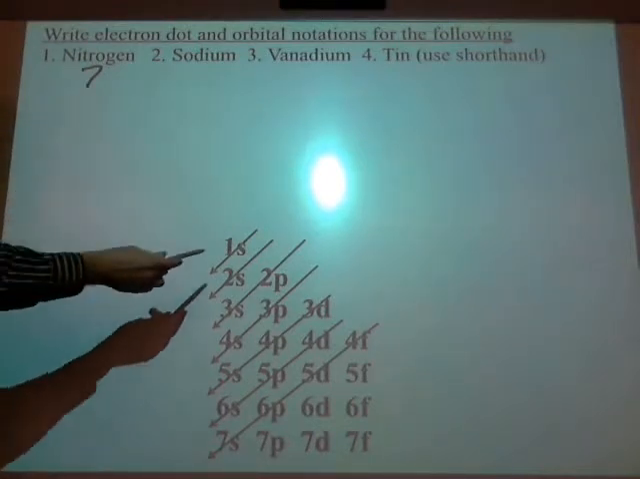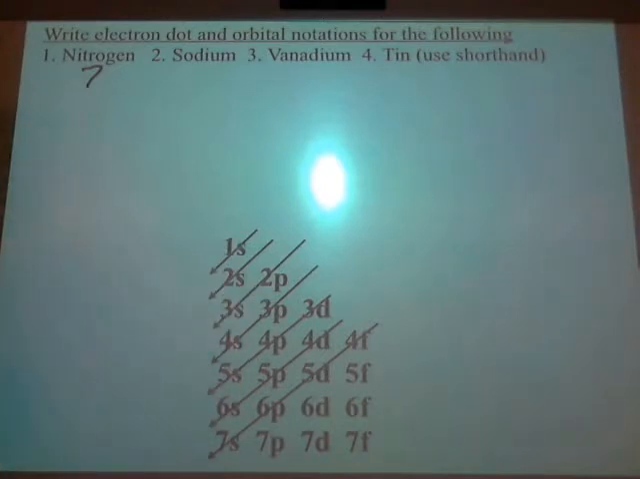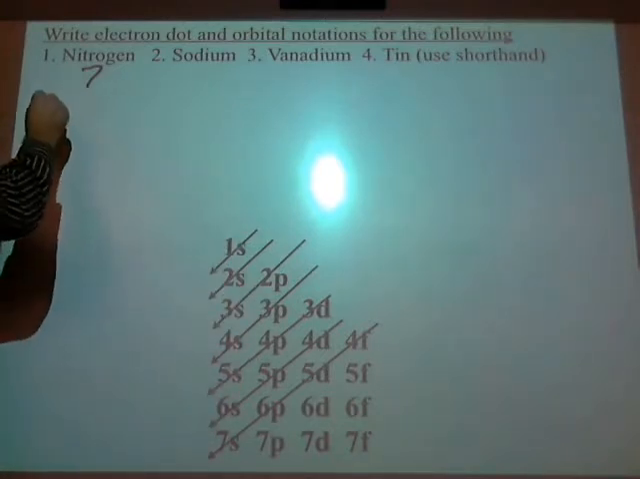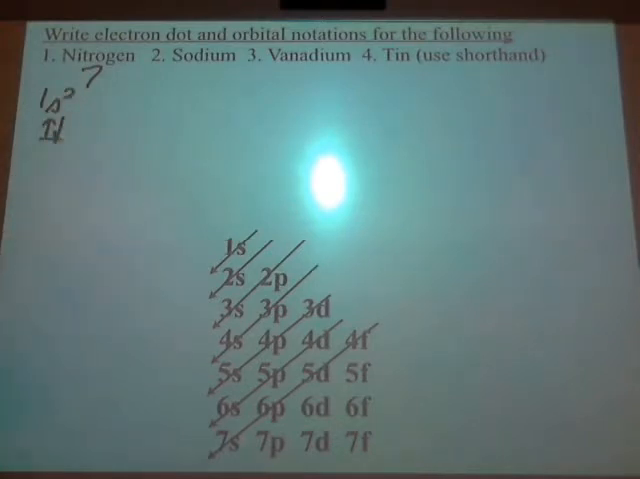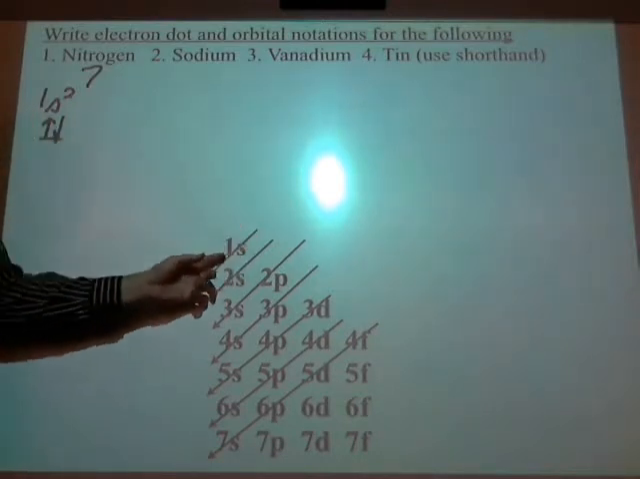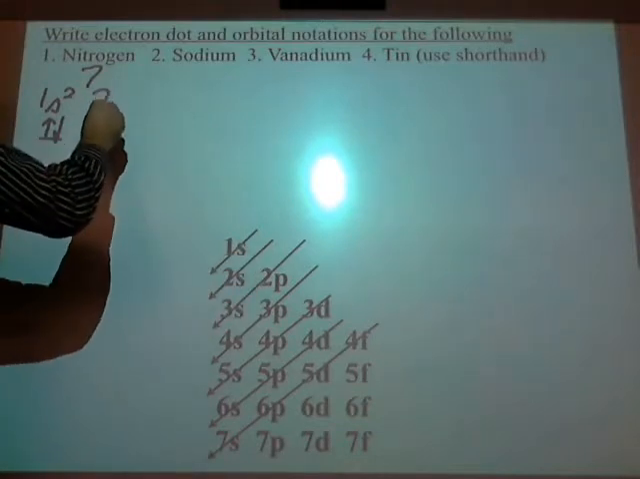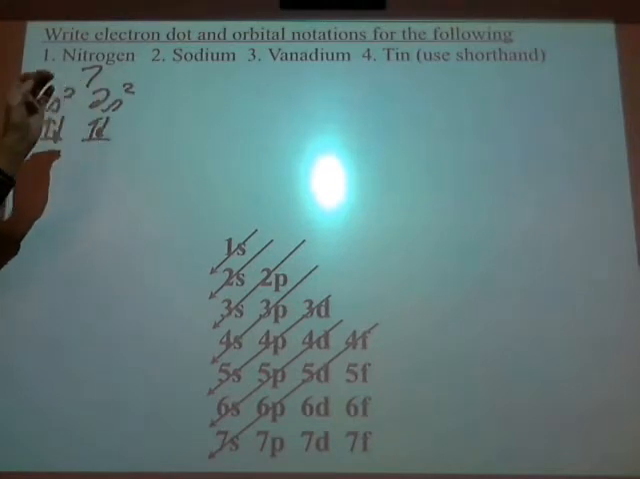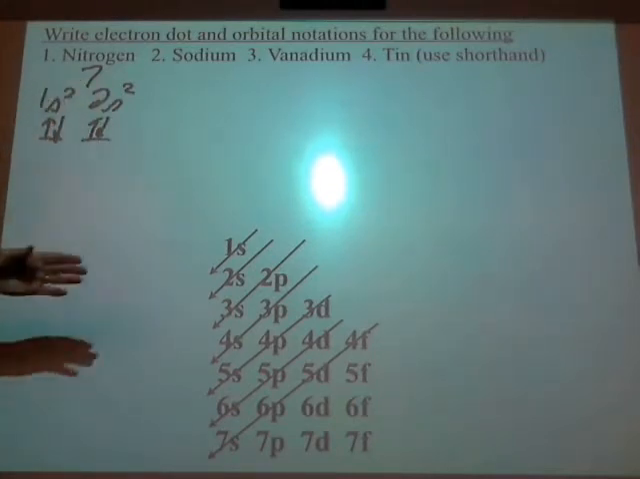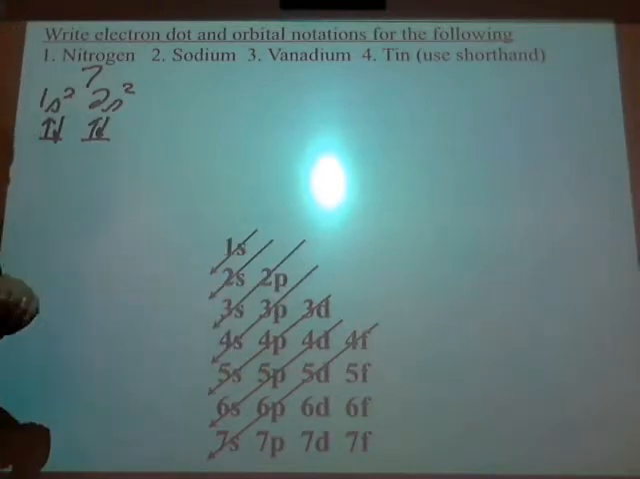What's the first thing that's going to fill? I look at the diagonal rule. Everybody agree it's the 1s? Yeah. We've been doing these for about a week, so we're probably getting good at it. 1s fills, I have 1 blank underneath every s I have, and I put 2 electrons in. After the 1s fills comes the 2s, and I fill him up. I put a little superscript above. This does not say 2s squared or 1s squared. It's 2s2, 1s2.